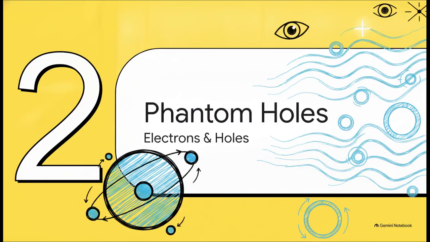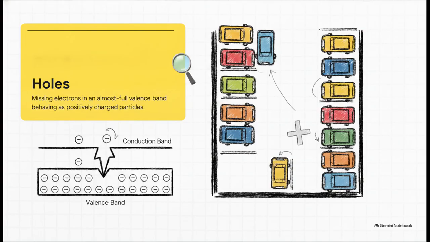Moving on to section 2, electrons and phantom holes. Now that we know exactly where electrons can and cannot be, we're about to look at one of the most fascinating optical illusions in all of solid-state physics. When an electron jumps over that bandgap hurdle into the conduction band, it leaves behind an empty space in the previously full valence band. We call this empty space a hole.